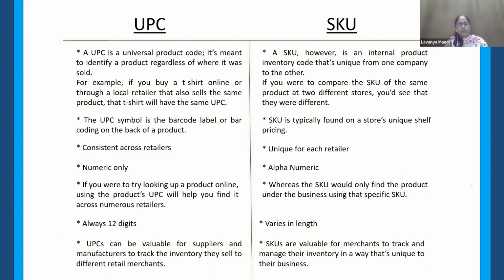Whereas SKU is unique for each retailer. UPC is numerics only. There are no alphabets or special characters included. But SKU can be alphanumeric. And UPC is mostly always 12 digits. But recently I heard that they've come up with a 14-digit UPC as well.